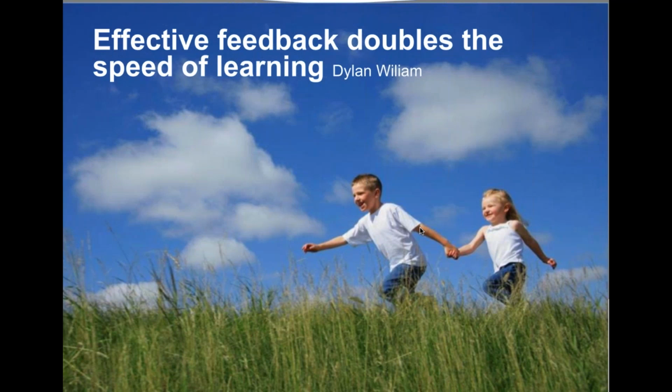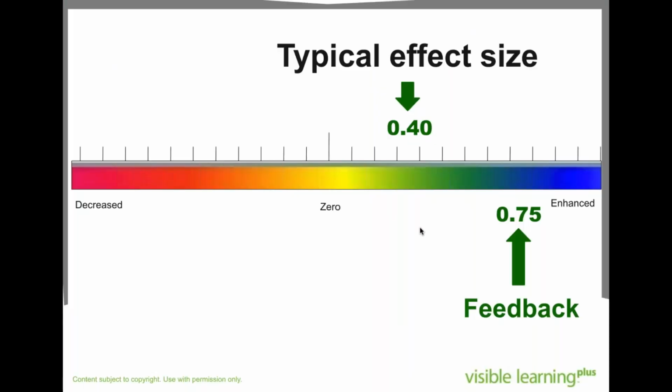Effective feedback, Dylan Wiliam would say, doubles the speed of learning. The reason he says that is we know the typical effect across all of Hattie's studies is 0.4, and feedback comes in around 0.75. While we hear about collective teacher efficacy at 1.57 and some other influences with a greater impact on student learning, one thing to consider is there have been more studies done around feedback, but that is the average.